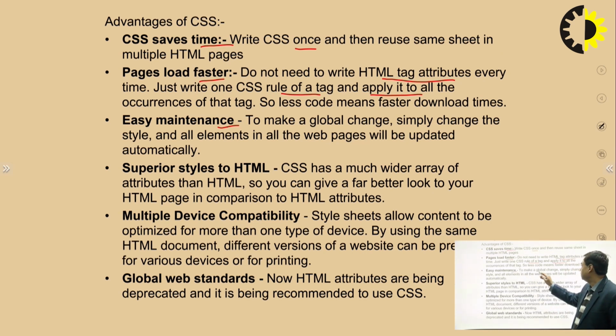You can make a global change. One CSS is written for all HTML pages, and you just make one change in that CSS. It will take effect in all the web pages. Now, it provides superior styles to HTML. CSS has a much wider array of attributes than HTML, so you can give a far better look to your HTML page in comparison to HTML attributes.